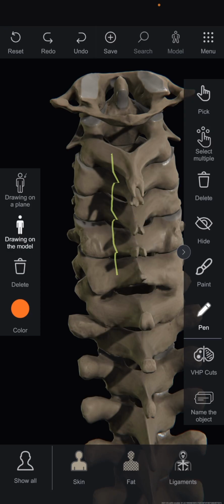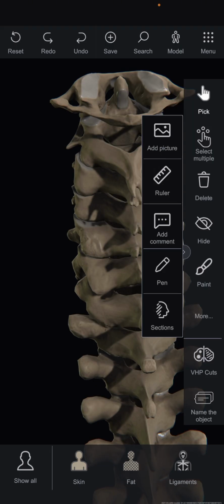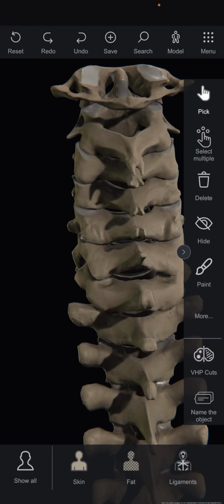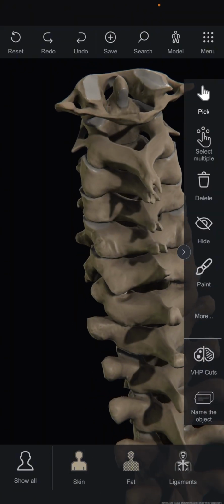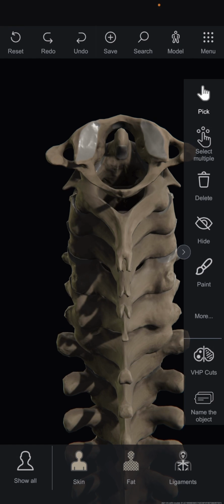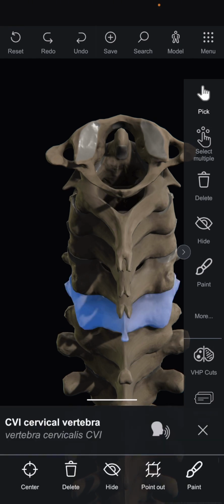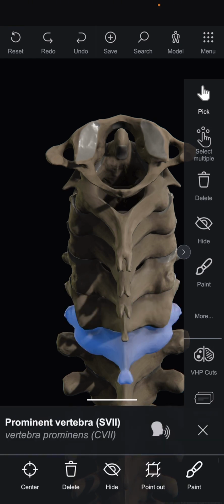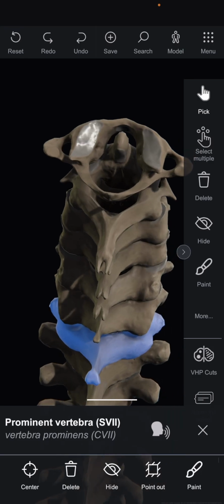Now we are going to talk about the C7, and the name of C7 is vertebra prominens. Why prominens? We are going to discuss it. This one, the C7 cervical vertebra.